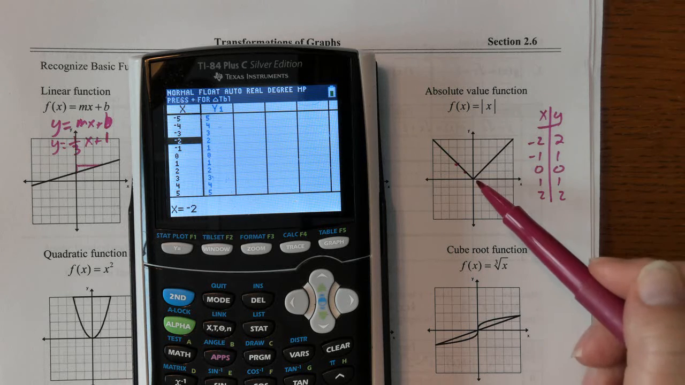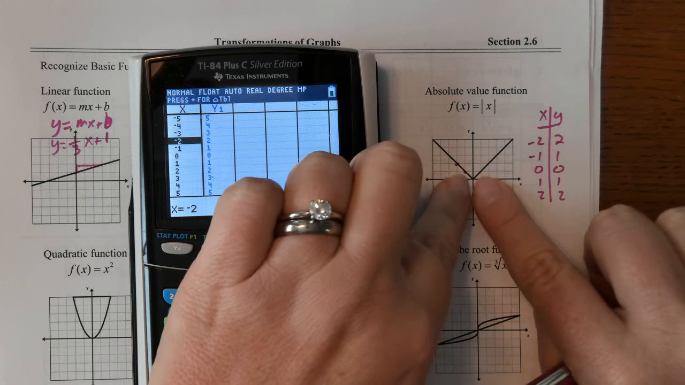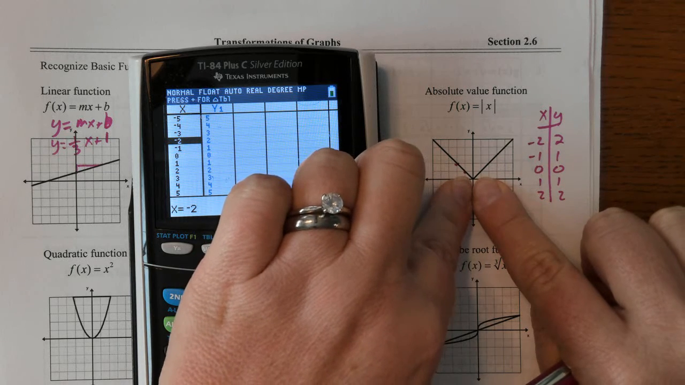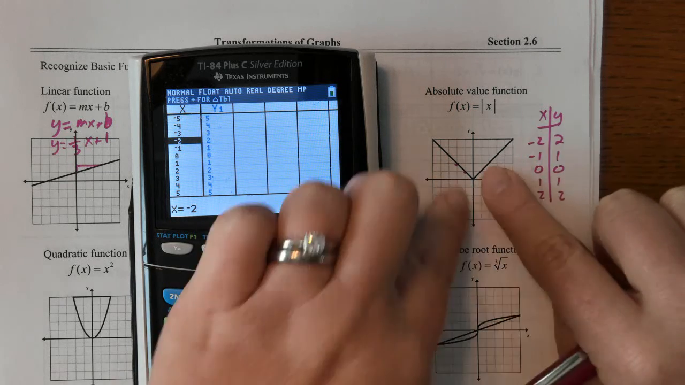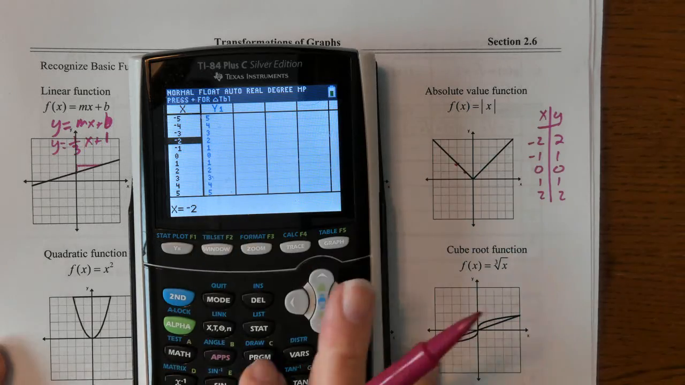But the absolute value function, this is what it looks like. Notice it has a vertex at the origin, okay? And then it goes up in a straight line on both sides.